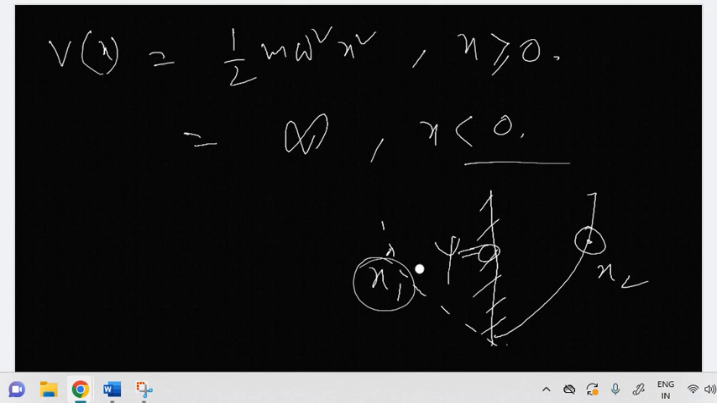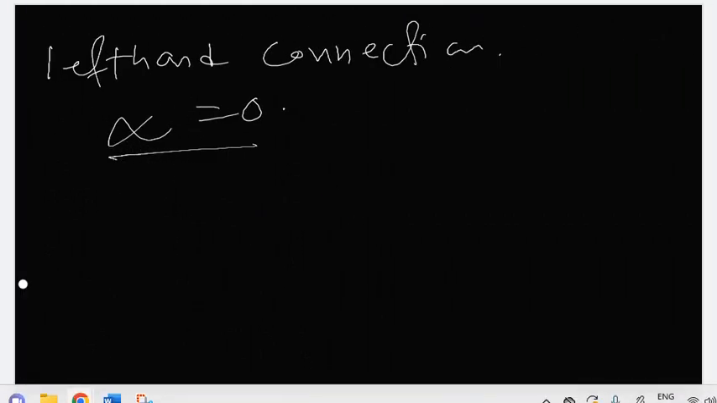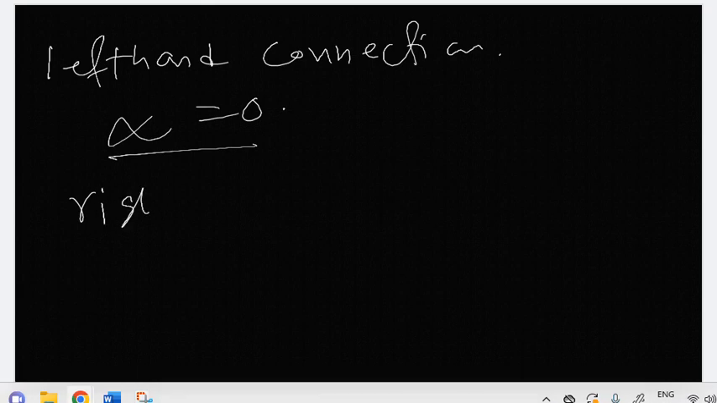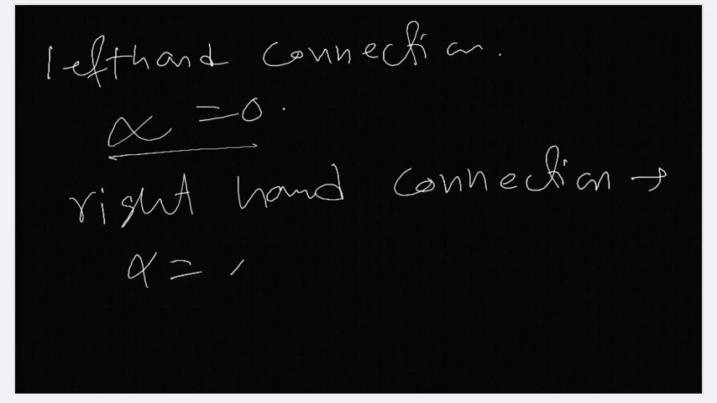So you need not connect the left sided WKB approximated wave function. From the boundary condition you will have alpha equals to 0. But from the right hand connection, alpha will be pi by 4.